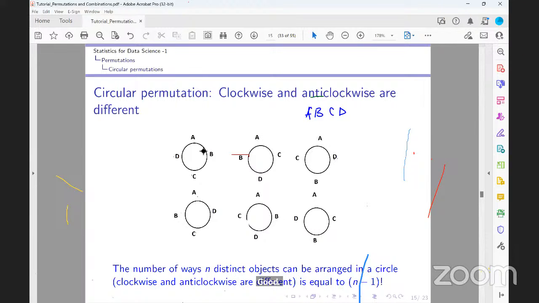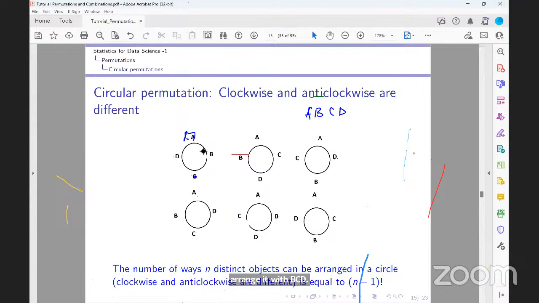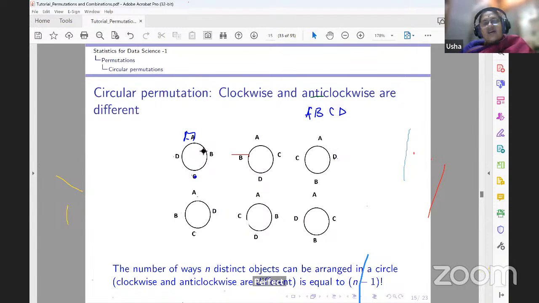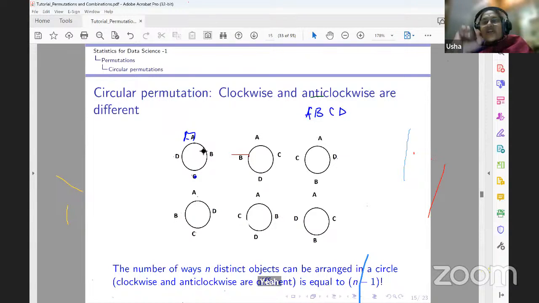If I'm looking at circular arrangement, let me fix A. If I fix A, I can arrange B, C, D. How many ways can I arrange the remaining 3? 3 factorial, 6 ways. So these are the possible circular arrangements.